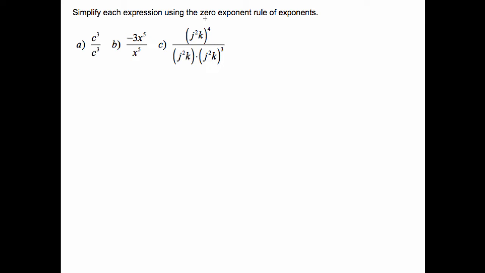Simplify each expression using the zero exponent rule of exponents, which just says if I have a base that's positive, not equal to 1, and I raise it to the 0 power, that's equal to 1. That's my zero exponent rule for exponents.